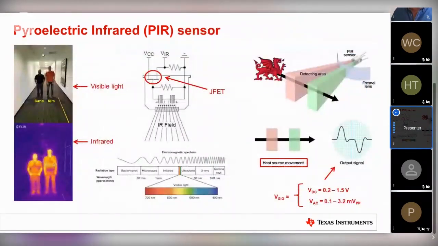So let's look more in detail. A PIR sensor normally has two sensors connected back to back, and then there is a JFET transistor that is going to amplify that signal. On the left side, you can see the visible light. Normally what we can see, you can see me in my orange shirt. I still have that same orange shirt today. And there is my coworker, David. He was working with me on the PIR sensors very extensively.